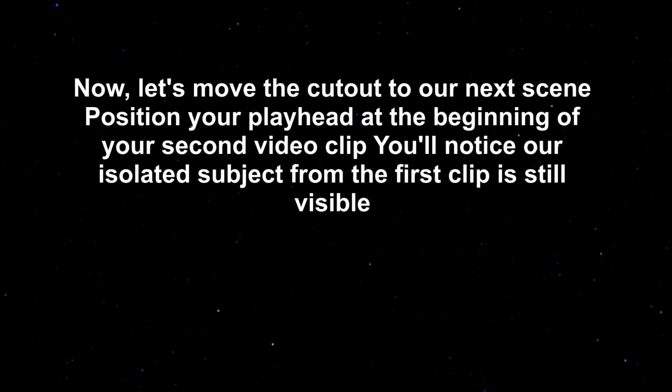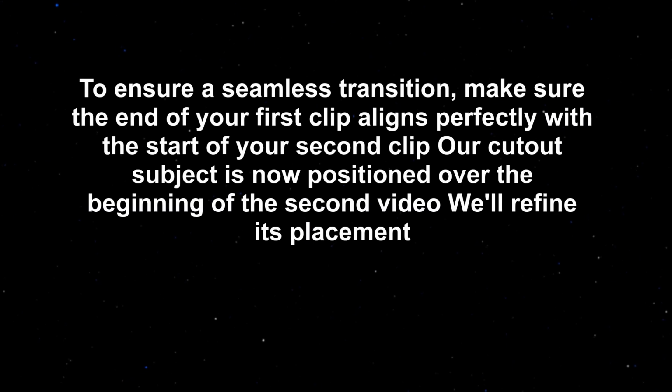Now, let's move the cutout to our next scene. Position your playhead at the beginning of your second video clip. You'll notice our isolated subject from the first clip is still visible. To ensure a seamless transition, make sure the end of your first clip aligns perfectly with the start of your second clip. Our cutout subject is now positioned over the beginning of the second video.